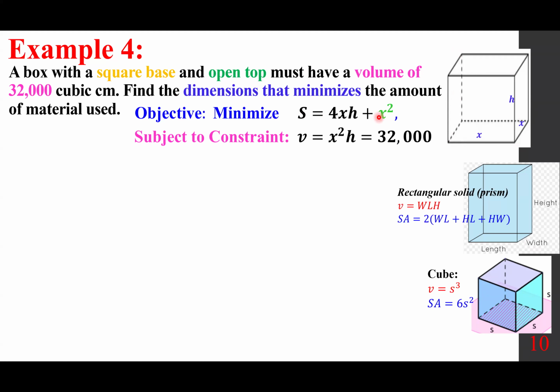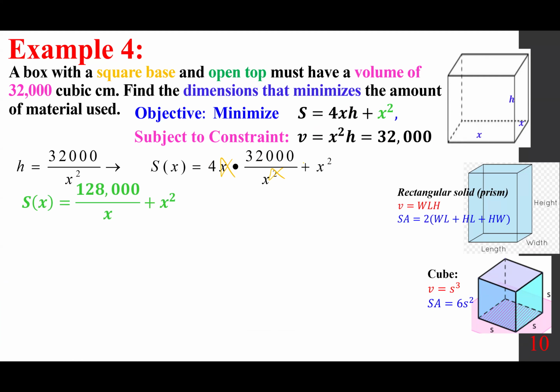Again, the surface area is a function of two variables, x and h, the objective function. So we are going to use the constraint and solve for h. That means divide both sides by x squared. This one, everybody. And now replace the h with that. 4 times 32,000 is 128,000. This cancels out the exponent. We get 128,000 over x plus x squared.